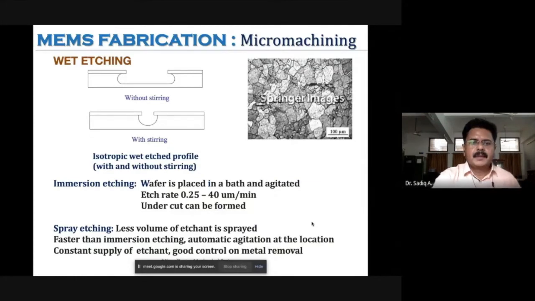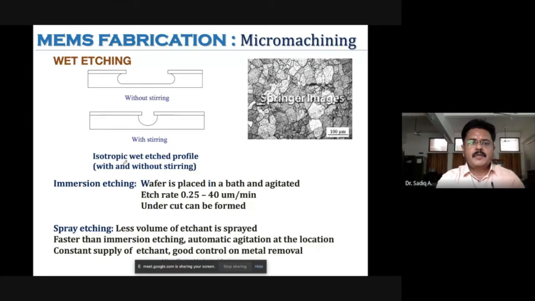Wet etching. Let us see the isotropic and anisotropic appearance. This is showing isotropic wet etching with stirring and without stirring. Stirring means the agitation that is given at a particular region.